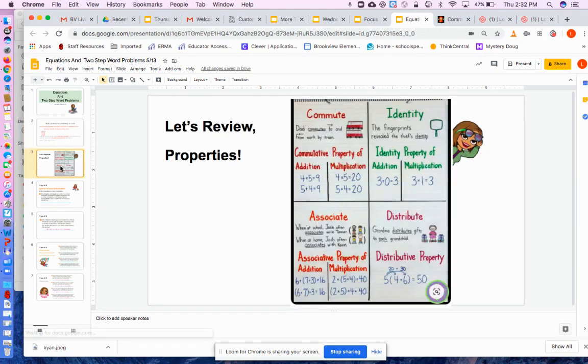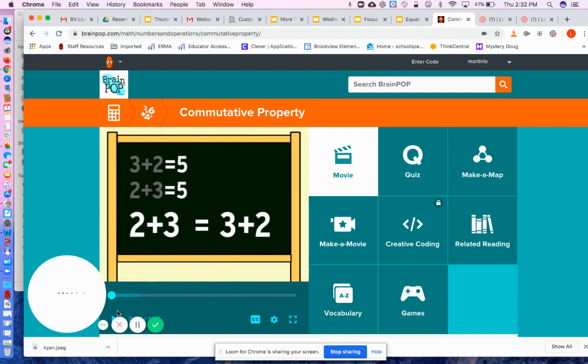All right, let's review properties a little bit. We're going to watch a short video about the commutative property, how you can flip the addends or flip the factors, okay? Let's watch that and we'll come back and do some work together.